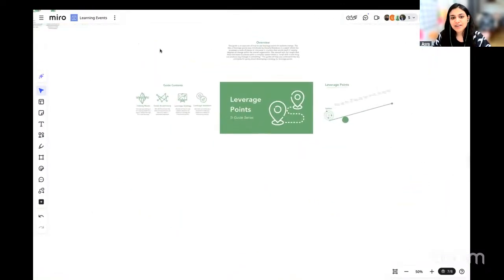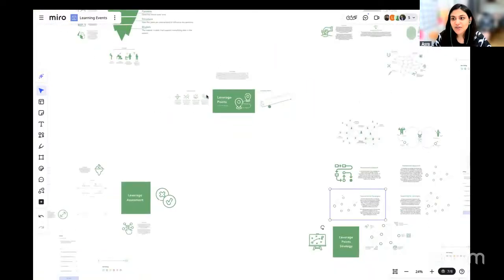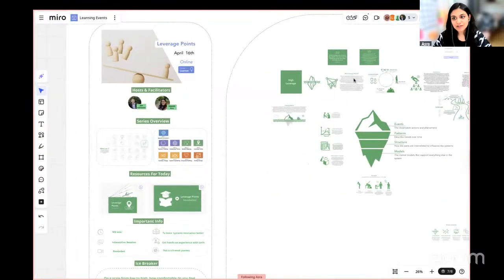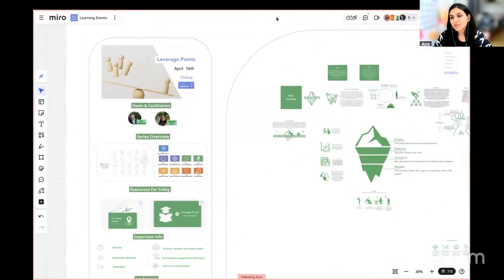Today, we're talking about the leverage points. Josh, if you can follow me on Miro board, that would be good. Today, we find ourselves learning about leverage points. Josh and I will help you understand the leverage points and also do a little workshop towards the end.